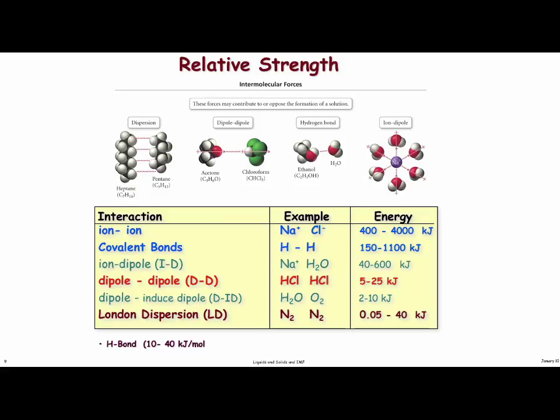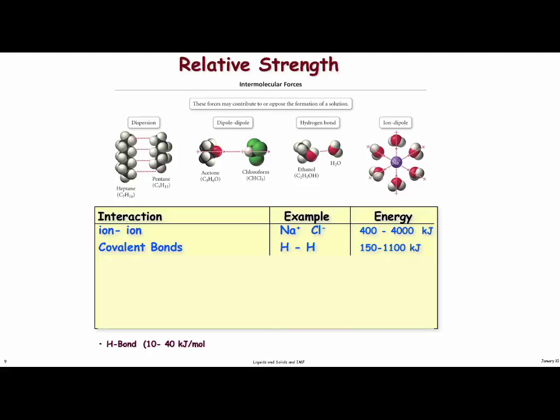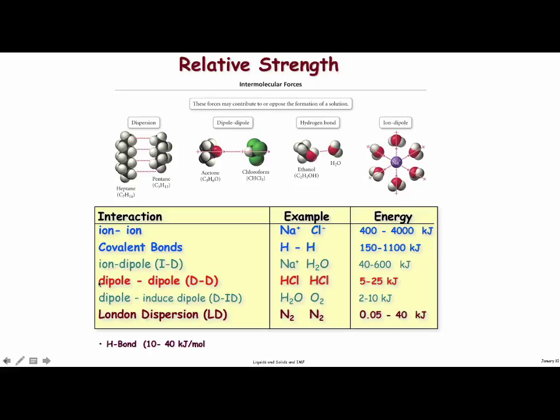Now let's take a look at intermolecular force. The ones that you're going to have to remember in this class are dipole-dipole, London dispersion force, and then the fifth, which we call hydrogen bonding.